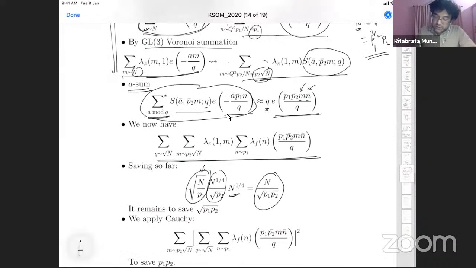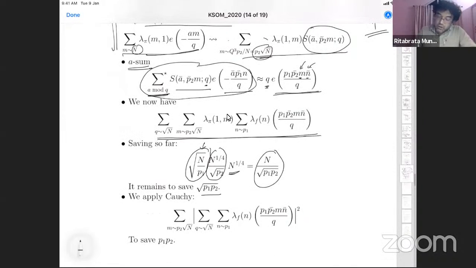So it remains to save root p1, root p2, right? And something more. Now, the next thing you can do is either use reciprocity, bring q up, bring the other things down, and do the sum over q. That's one possibility. Or what you can do is apply the Cauchy. By applying Cauchy, you break the curse of involution.